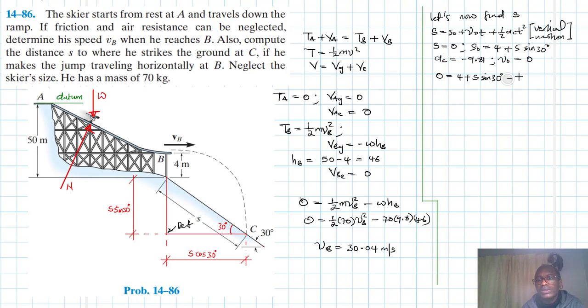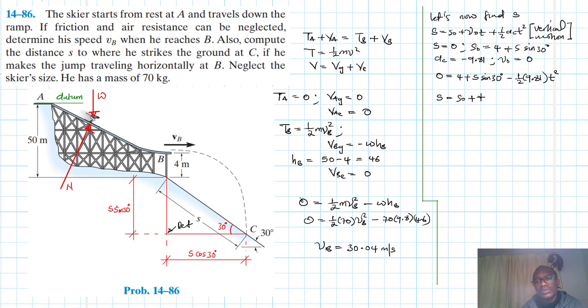and then minus half of 9.81 times t squared. Then this is one equation. Let's find the other equation.